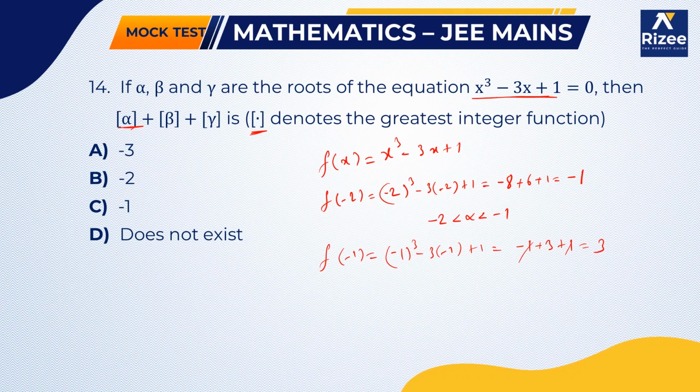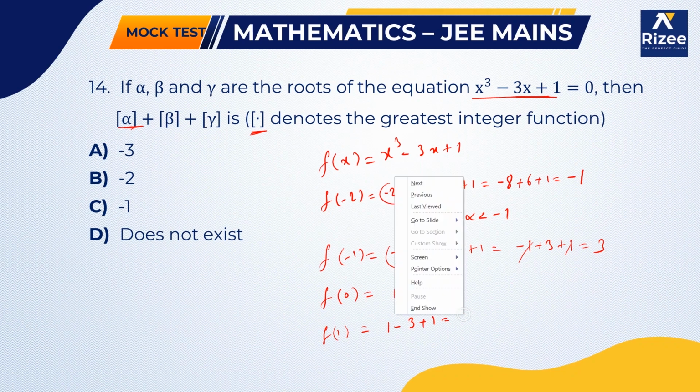Next I am taking f of 0. F of 0 means 1. So therefore the alpha value lies between minus 2 and minus 1. And next I am taking f of 1. What is the value of f of 1? 1 minus 3 plus 1, which equals minus 1.